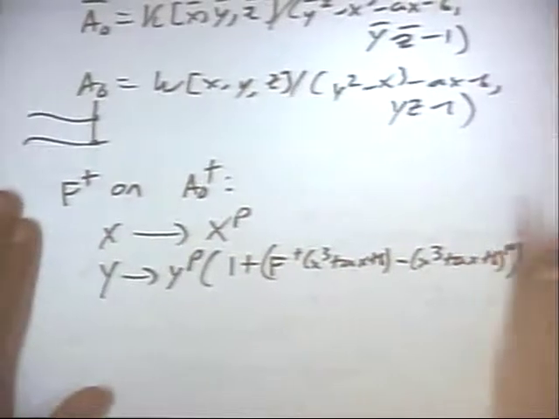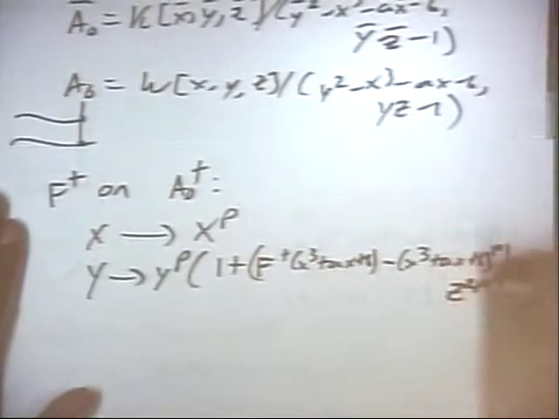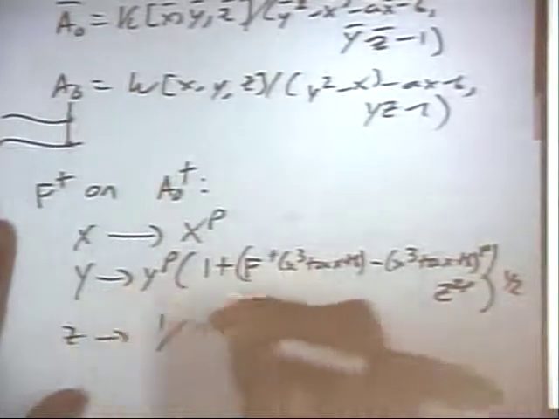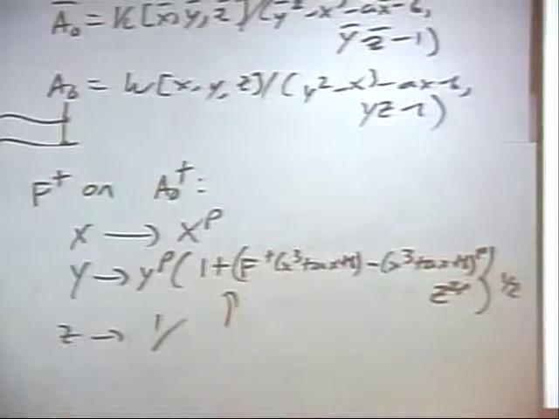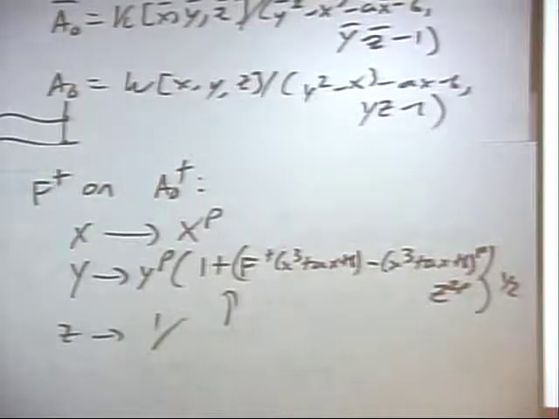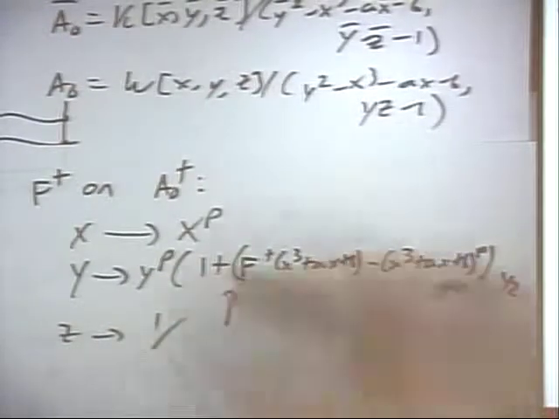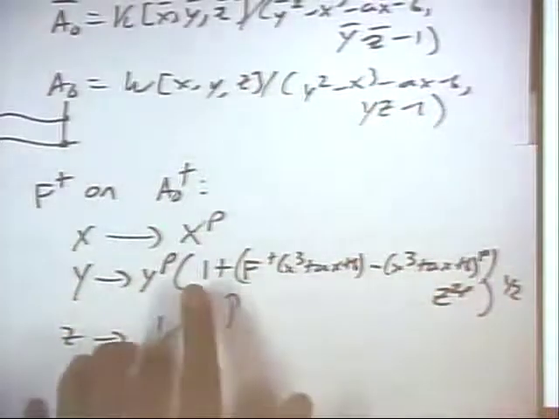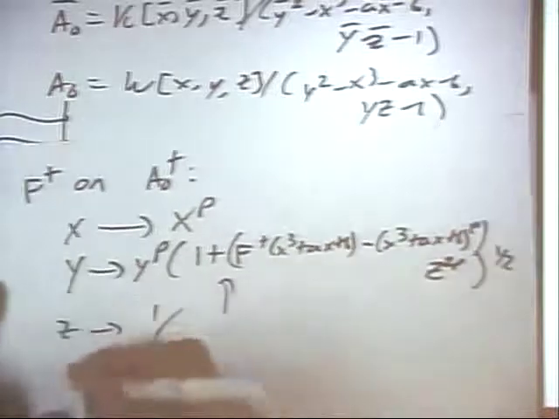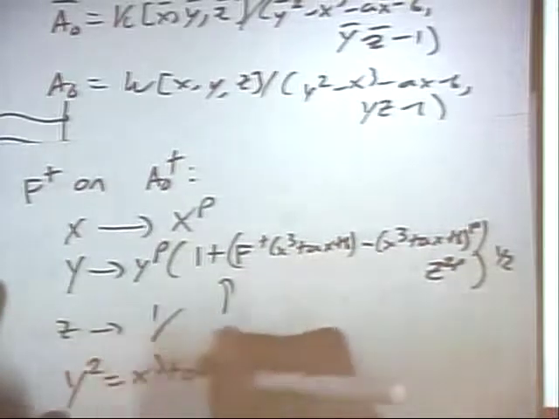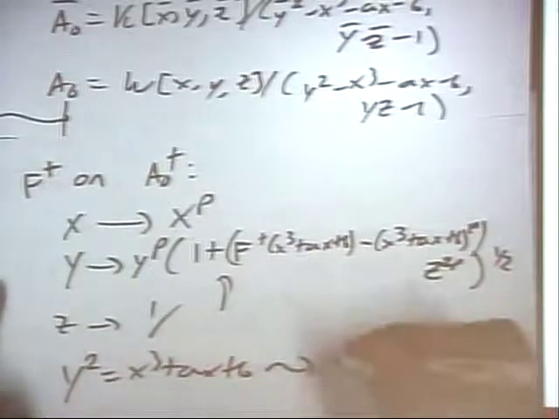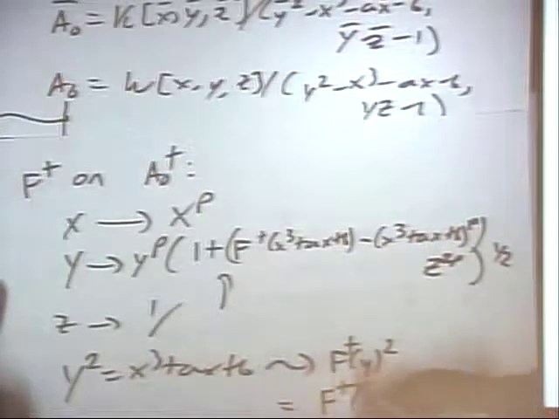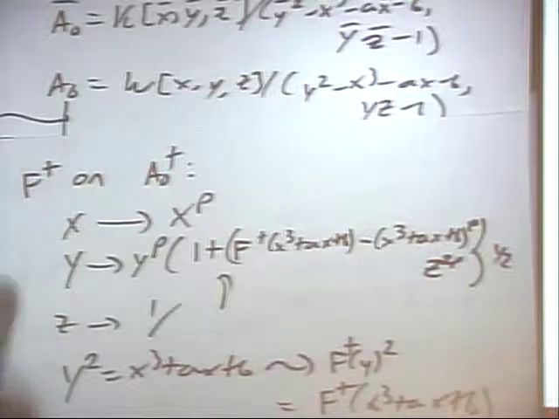This times z to the 2p, and then that to the 1/2, and z goes to the reciprocal of this, which you can rewrite. The point is that I made this choice just for convenience. This is forced by the fact that I want the relation that y squared equals x cubed plus ax plus b to transform to another relation. F dagger of y squared has to be the same thing as f dagger of x cubed plus ax plus b.